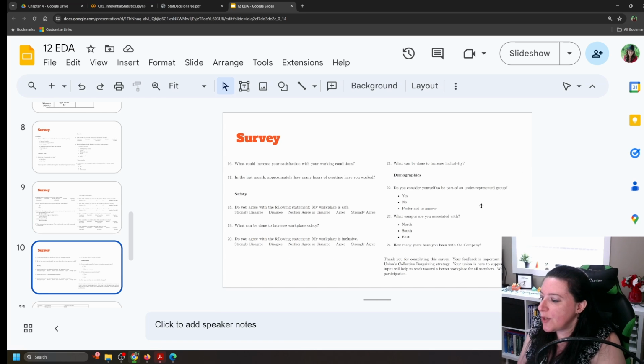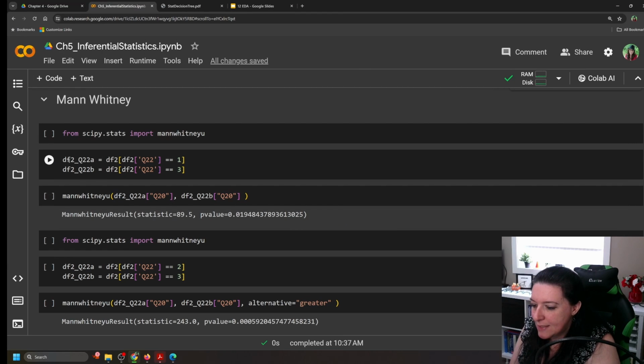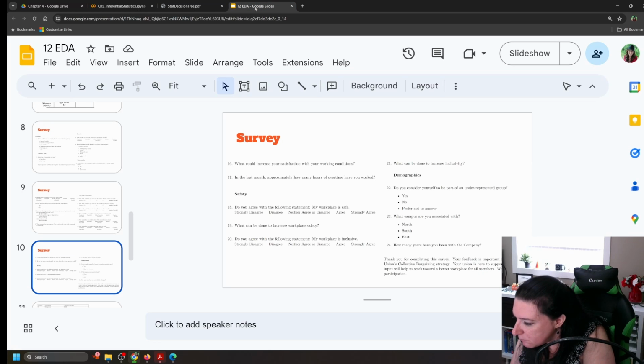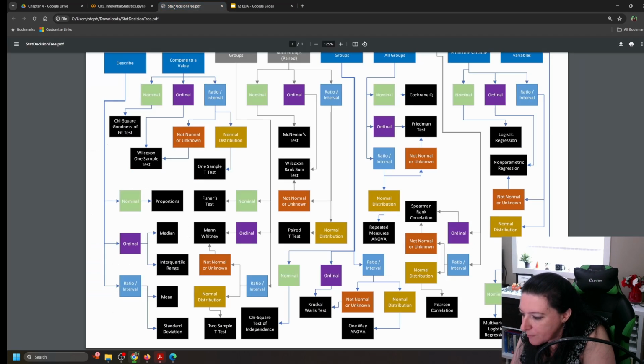Question 22: do you consider yourself to be part of an underrepresented group? So we have people who classify themselves as underrepresented and those who don't. We also have a preferred not to answer. Because this method is only for 2 groups, we need to create a yes group and a no group. So that's our first step in our process: let's create, we'll call it df2_q22a, and it is going to be the subset of question 22 that is only group 1. Okay, 1 and 3. What do we have here? Yes, no, prefer not to answer.